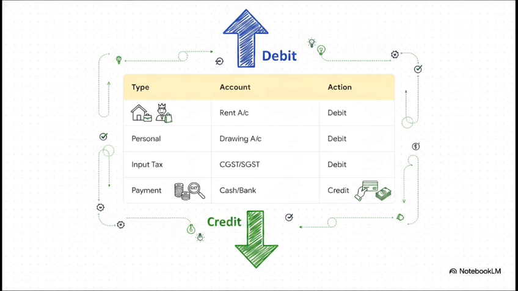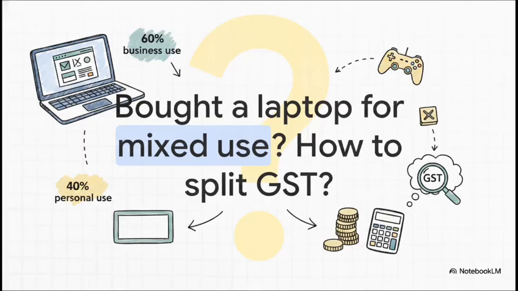First, you debit the rent account, but only for the portion that is strictly a business expense. Second, you debit the drawing account for the personal use portion. Third, debit the input CGST and SGST accounts to record the taxes on this rent. And finally, credit cash or bank for the total payment outflow. Doing it this way keeps your business expenses completely isolated from personal expenses, while accurately capturing every rupee spent and tax paid.